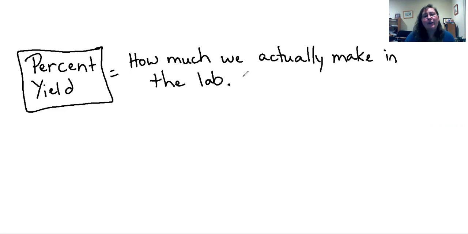I like to compare this to baking cookies. When you're looking at a recipe for cookies, it might say you're going to make 4 dozen, or it might say some ridiculous thing, like you're going to make 7 dozen cookies. And you know that there is no way that recipe is going to make that many cookies.